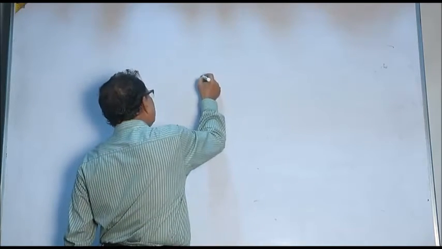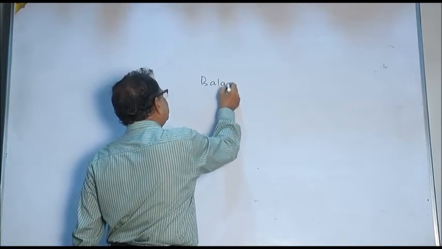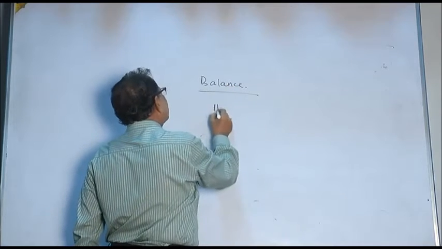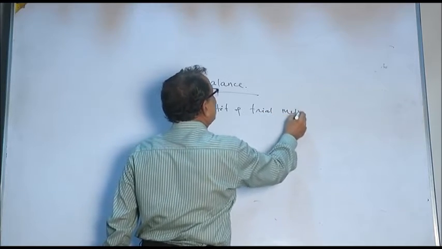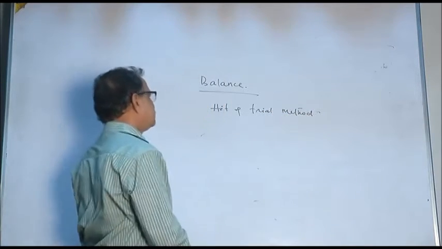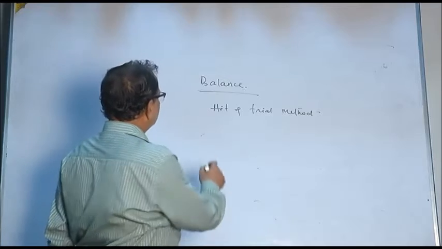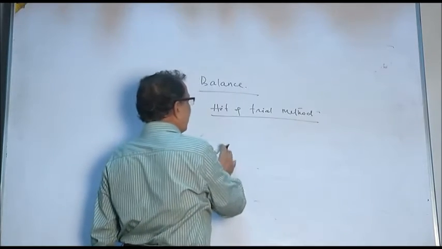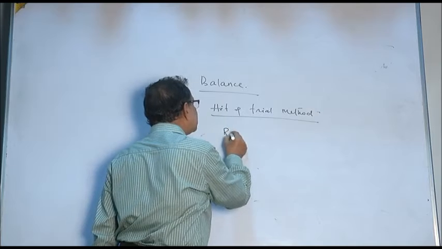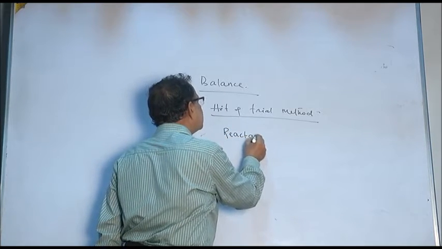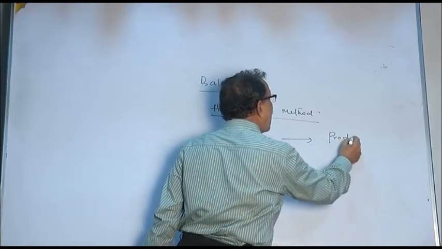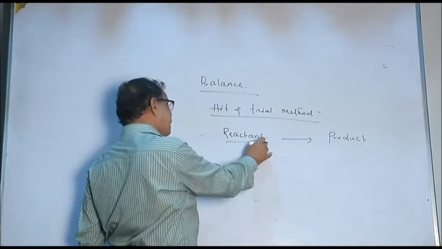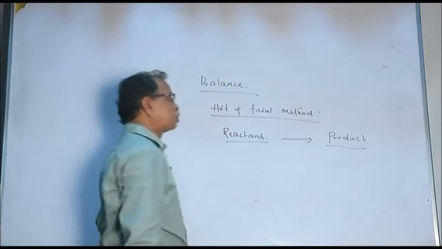Now, how to balance a chemical equation? How to write the balancing of a chemical equation? Simple: the hit and trial method. Suppose we balance an equation: the left side is called the reactant side, and the right side is called the product side. We see that the number of atoms of the reactant side is equal to the number of atoms in the product side.